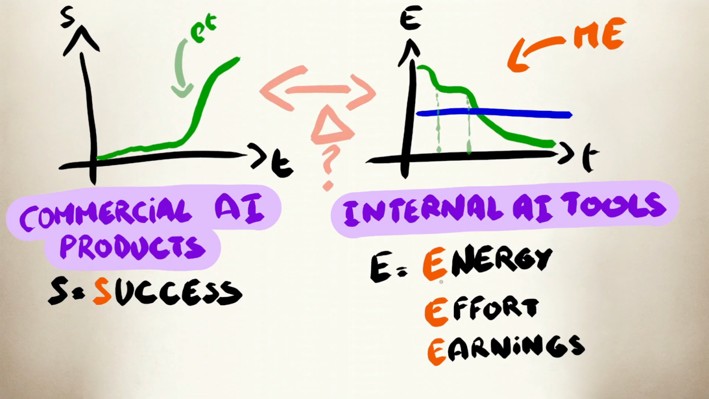The first type of AI projects is internal AI tools. This is the type of thing that I'm doing the most because I have different clients that are doing commercial AI products. So for me, what's the most profitable right now is doing internal AI tools. I'm going to explain a little bit more how it works.